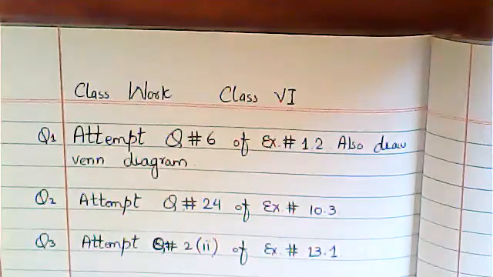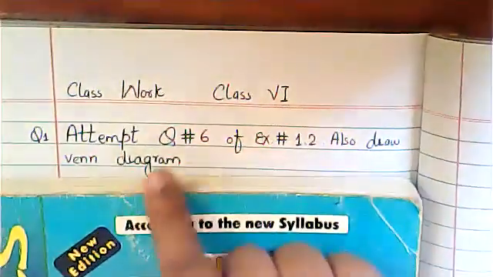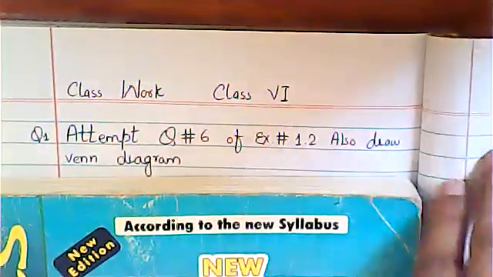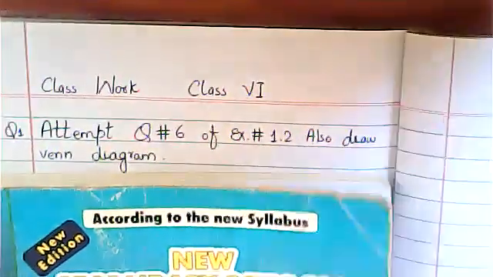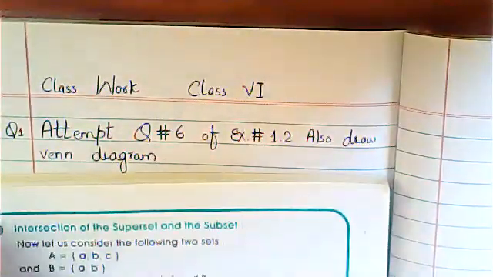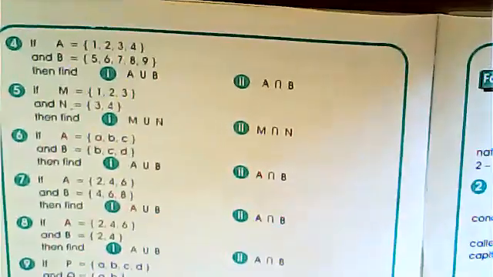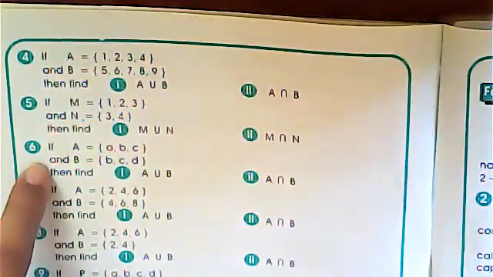In question number one, what you have to do is attempt question number 6 of exercise number 1.2. Also draw a Venn diagram. Okay, exercise number 1.2, you have to open your book, and in your book you must have exercise 1.2. And question number 4 is this one. Sorry, question number 6. So you have to attempt question number 6.